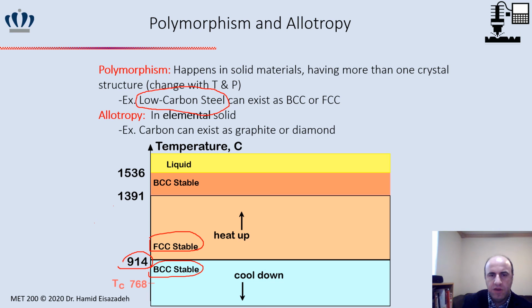Then it is stable until 1391 degrees Celsius. Again, after that temperature, we see a BCC structure, and then around 1536 degrees Celsius, it will transform to a liquid. And this type of behavior, we call it polymorphism.